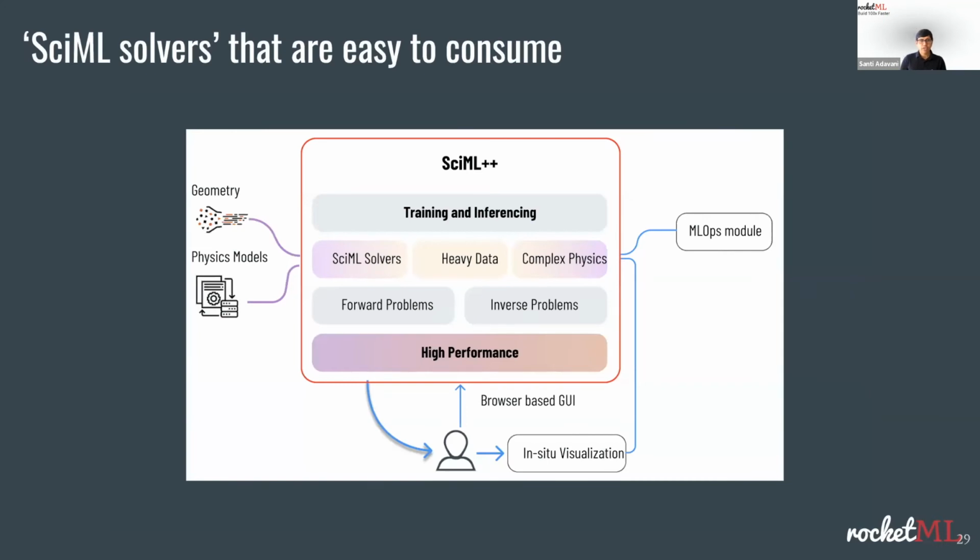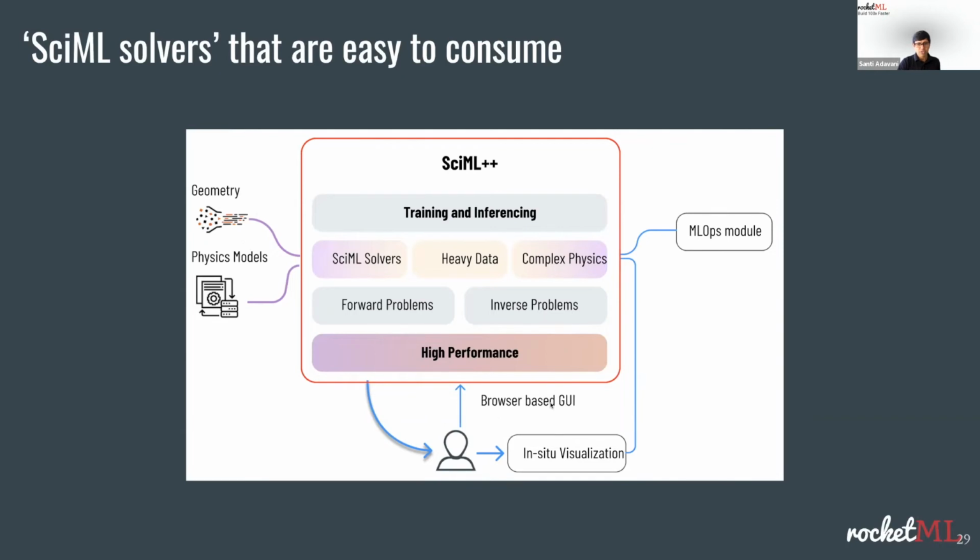So one way to think about it is to give SciML solvers that are easy to consume. Give the industry a black box or a gray box where all they're doing is passing in their geometry models, whatever is relevant for them. And everything in here is completely abstracted out, whatever training, whatever inferencing, whether it is forward problems or inverse problems, everything is kind of in this box.